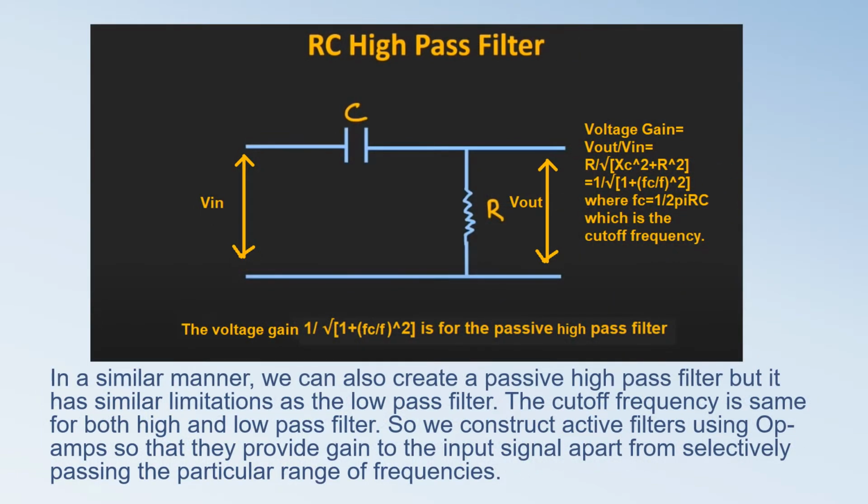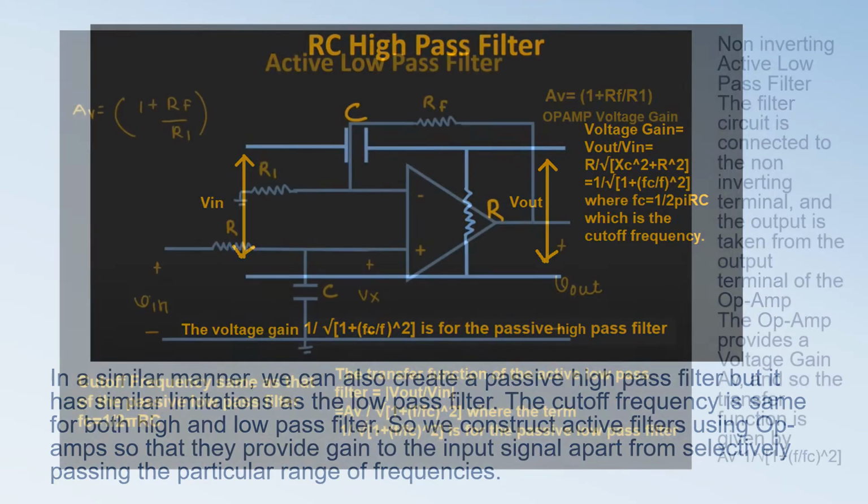Similar to the passive low-pass filter, we can construct a passive high-pass filter using resistors and capacitors. The cutoff frequency is the same for both the low-pass and high-pass filters. It has similar limitations as the low-pass filter, so we construct active filters using op-amps. They provide gain to the input signal apart from selectively passing particular frequencies. The voltage gains for the low-pass and the high-pass passive filters are given in the figures.